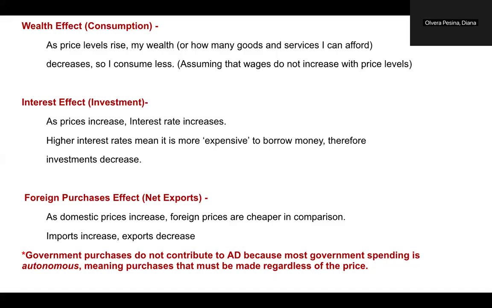Government purchases do not contribute to the negative downward slope of aggregate expenditure or aggregate demand because most government spending is autonomous, meaning that it happens every year, regardless of what's going on in the economy, because there are purchases that have to be made regardless of the price. So if a road has to be built, if money has to be put in education, it doesn't matter how much those materials cost, it has to be done. So the government is going to spend that money anyways and either go into a deficit or not, but the price level doesn't actually affect that expenditure.